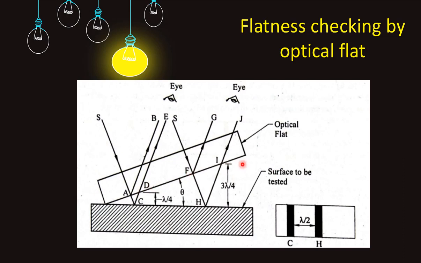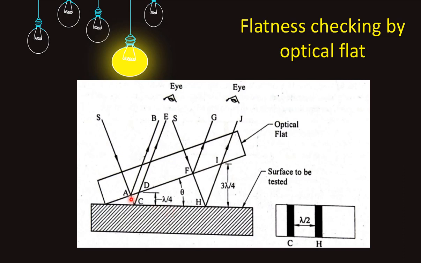Okay, this is the figure. An optical flat is placed on the metal surface. This is the optical flat and it is placed on the metal surface that should be tested, and it is viewed using a monochromatic light source as shown in the figure. S is the monochromatic light source.